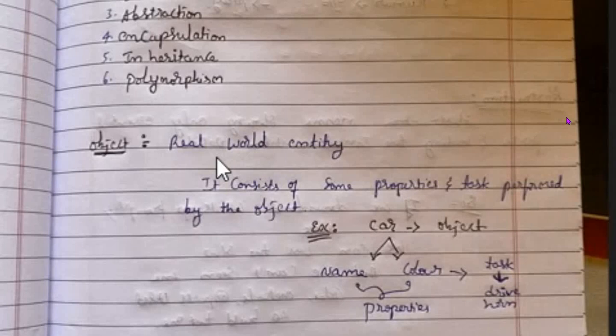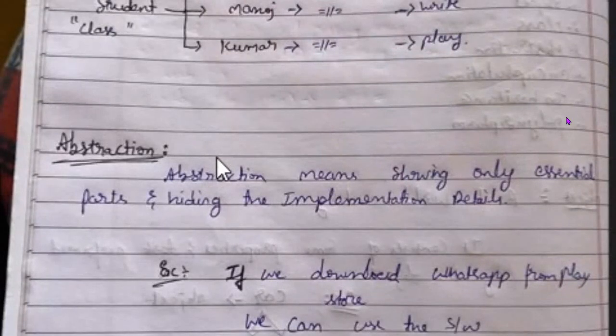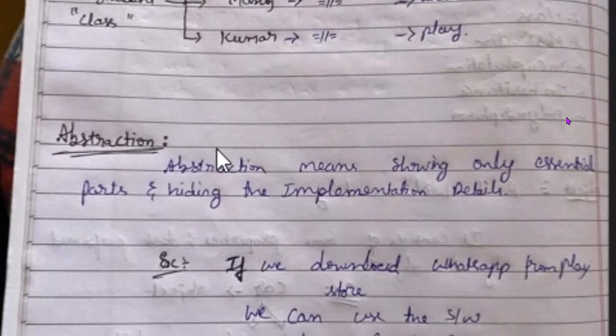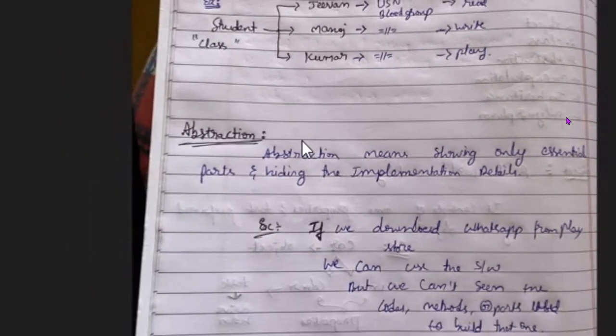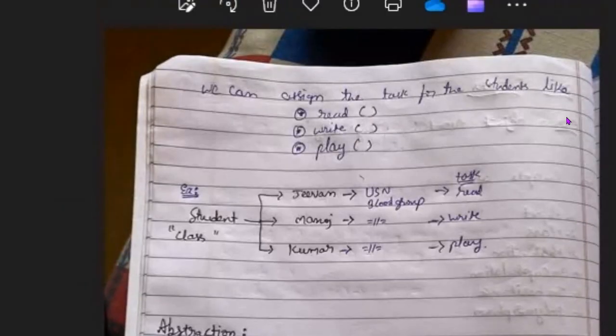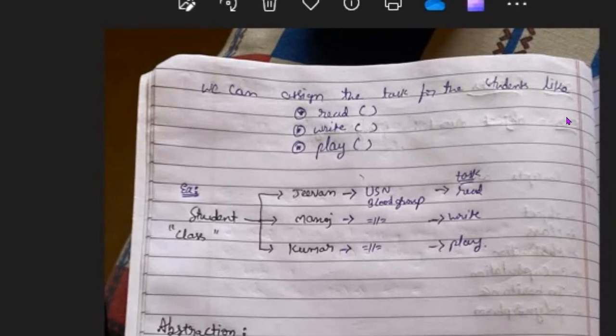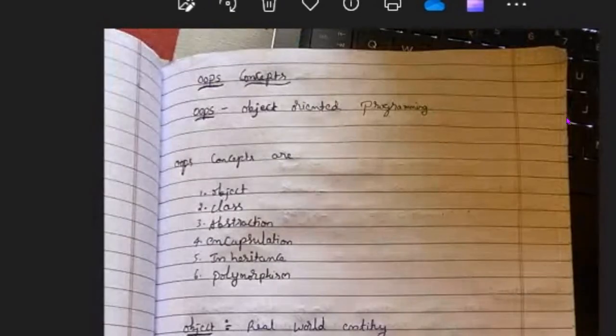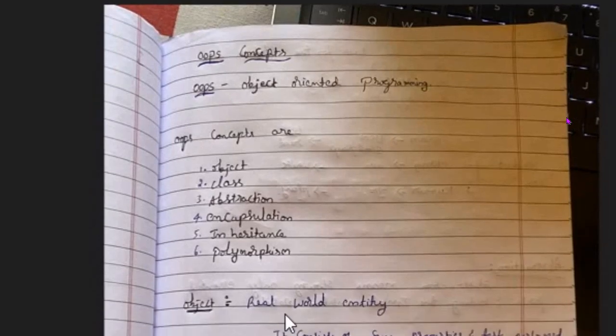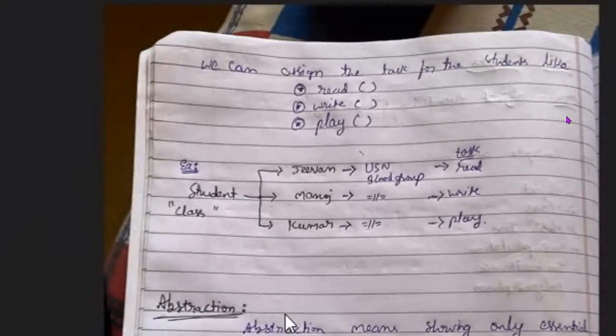Like that, the object will follow the prototype defined by the class. Then we can assign tasks for the students also, like read, write, play, etc. For example, let me take student as a class, and the student names like Jivan, Manoj, Kumar. In the previous example I showed the properties like USN, blood group.